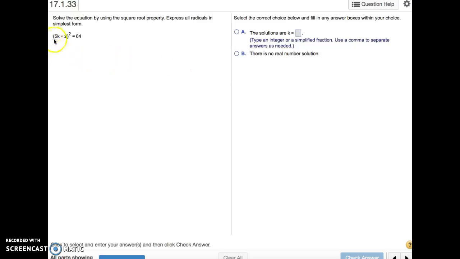Right, this example is just like the last one. I have a quantity being squared, so I need to square root both sides. Square and the square root cancel, so I have 5k plus 2. And then over here I get square root of 64, and fortunately this one works out nice and neat. If you don't remember, you can do 64 as 8 and 8, which right there is our square root. But if you forget, you can keep going.